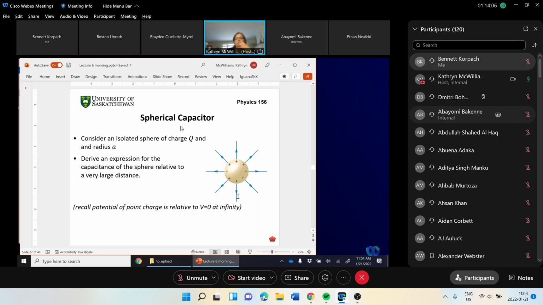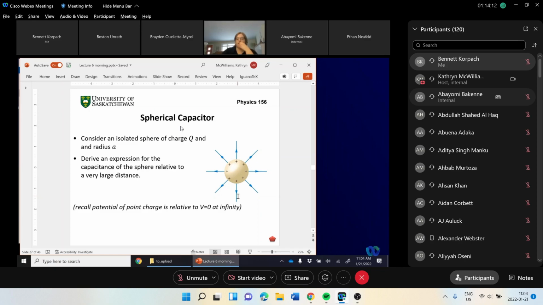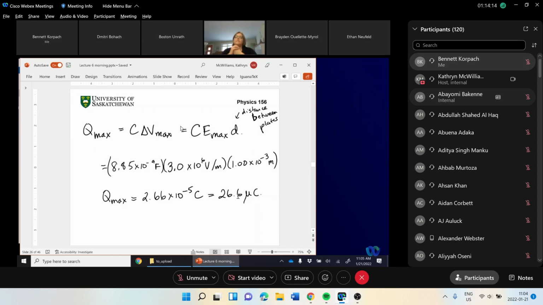I see a hand up. Yep. Just a question. In that last equation, you had delta V equals Ed, and in the formula sheet it has delta V equals minus Ed. Is that for like an electron, or what's the difference between the two formulas? The capacitance is always positive, so I've just used absolute values for these.